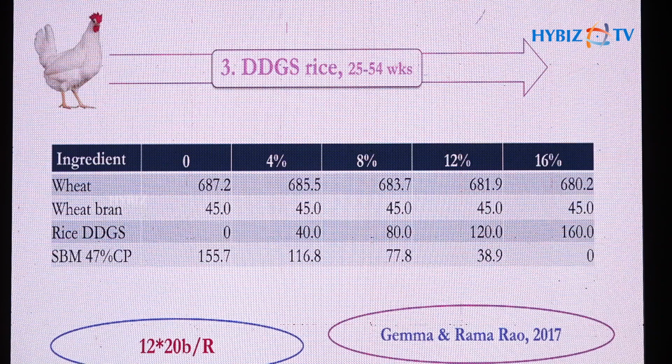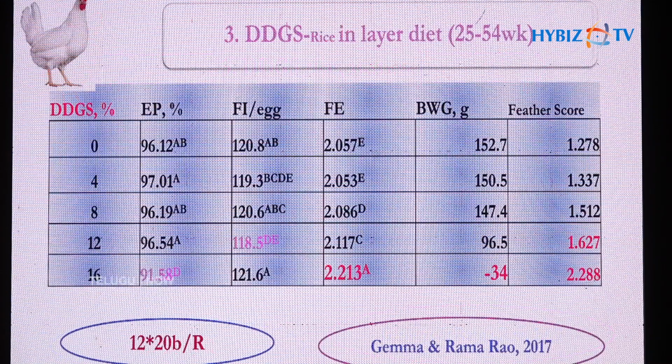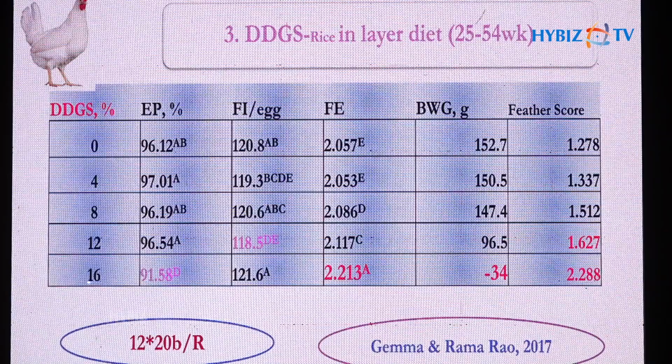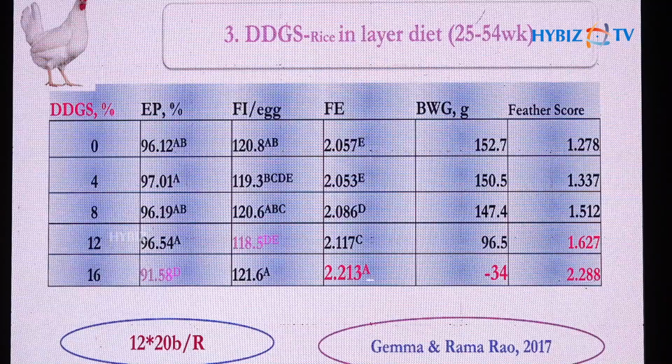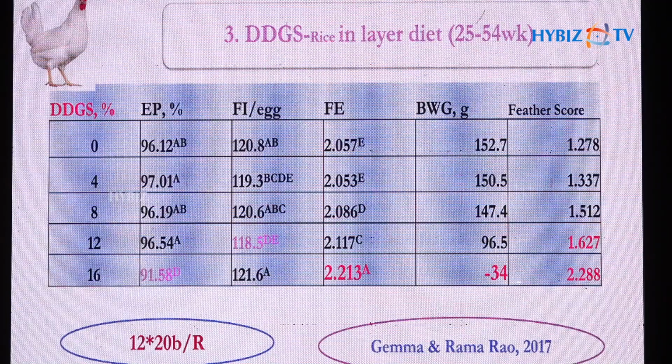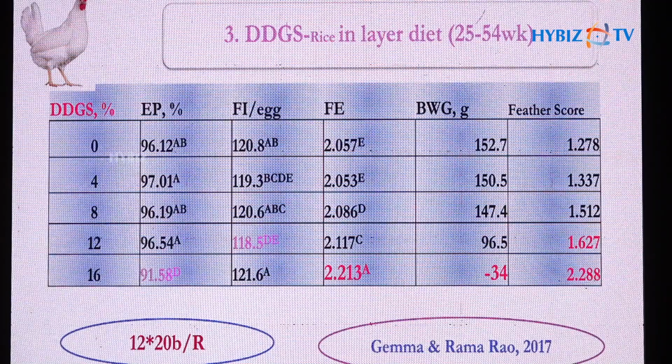I draw the attention of the august house: here we have used only wheat and wheat bran. There was no soybean. But still you can see how the production we got. So with the DDGS, here you can see the significant reduction in the egg production whenever we are going for the total replacement of maize and soybean with the DDGS at 16% level. Even the feed efficiency was poor. Even we got a significant drop in the body weight.